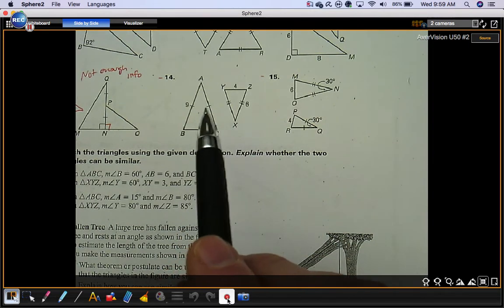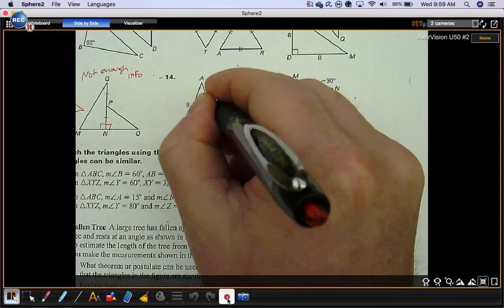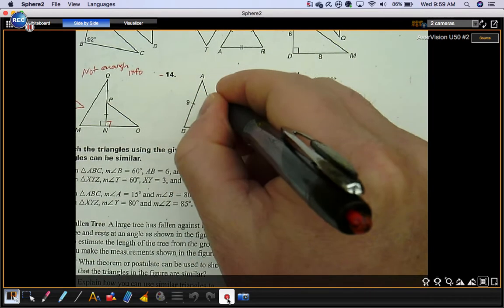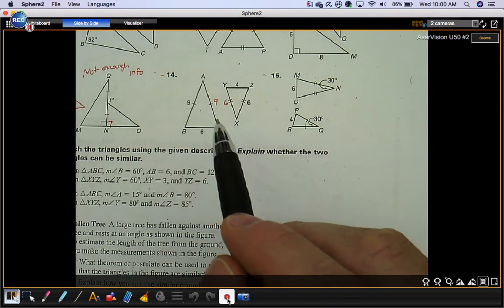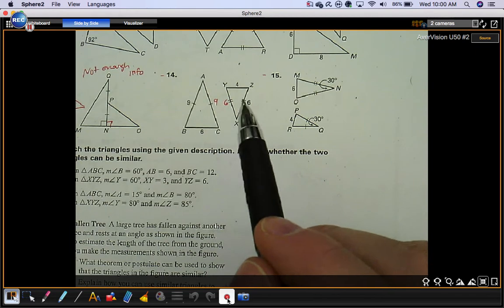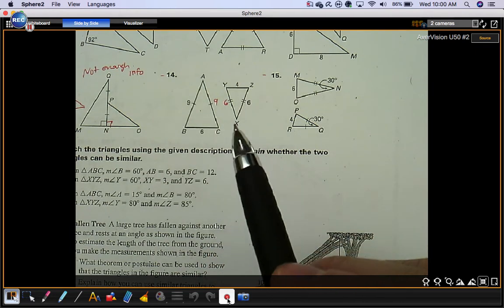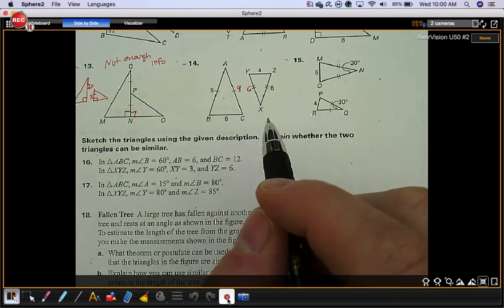Number 14, both of these triangles are isosceles. So if this is 9, so is that. If this is 6, so is that. Now you can check your ratios. 6 to 9 is the same thing as 6 to 9. That's 2/3. Is 4 to 6 2/3? Definitely.